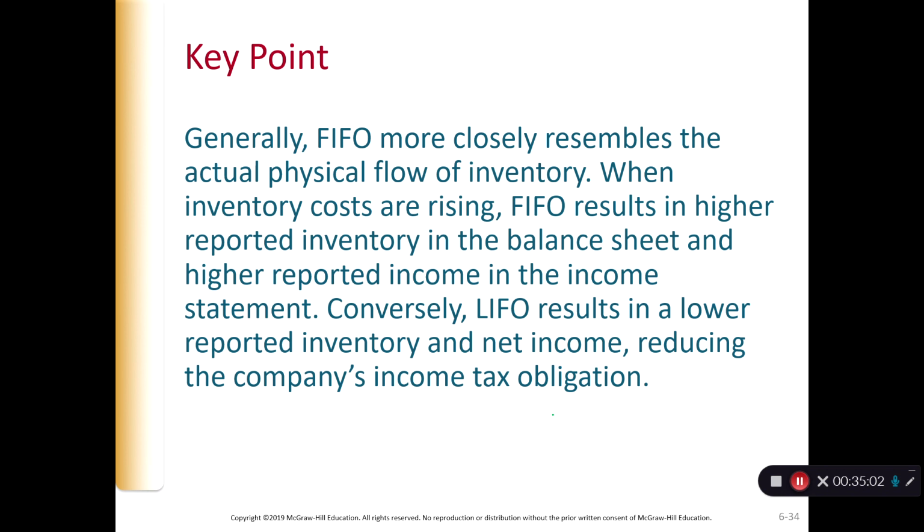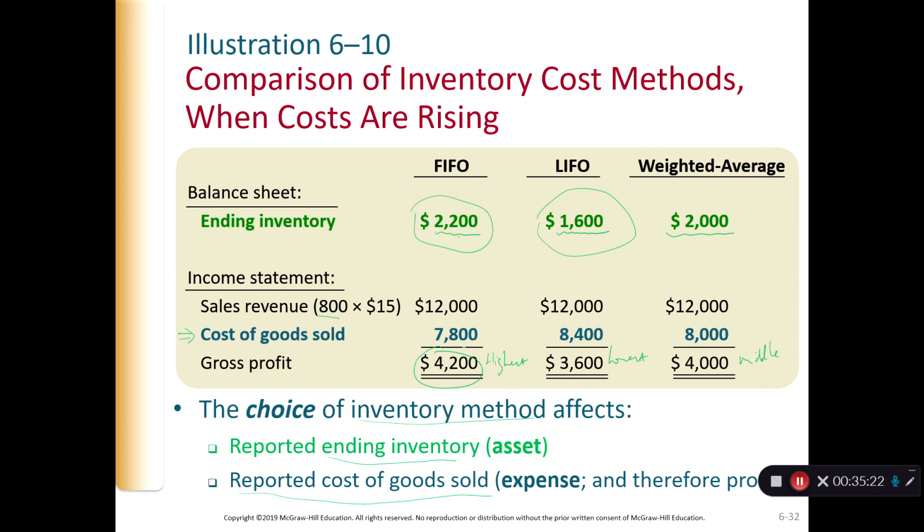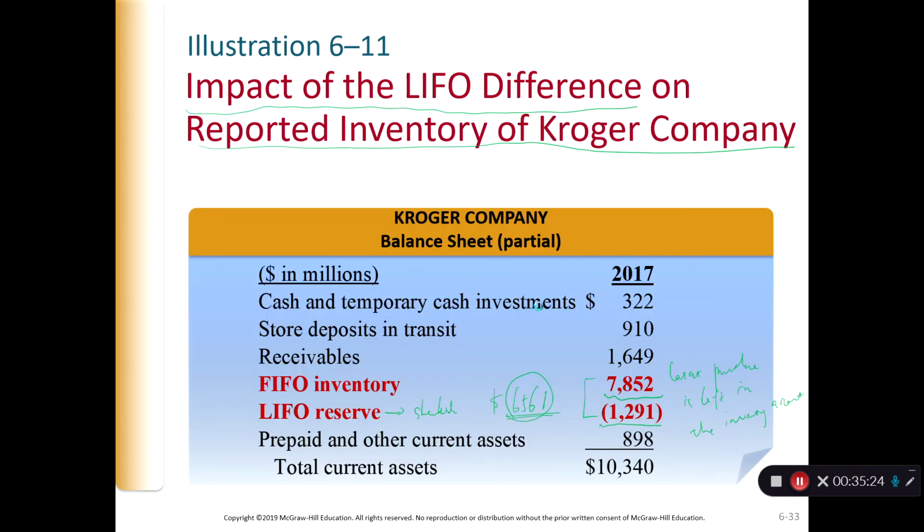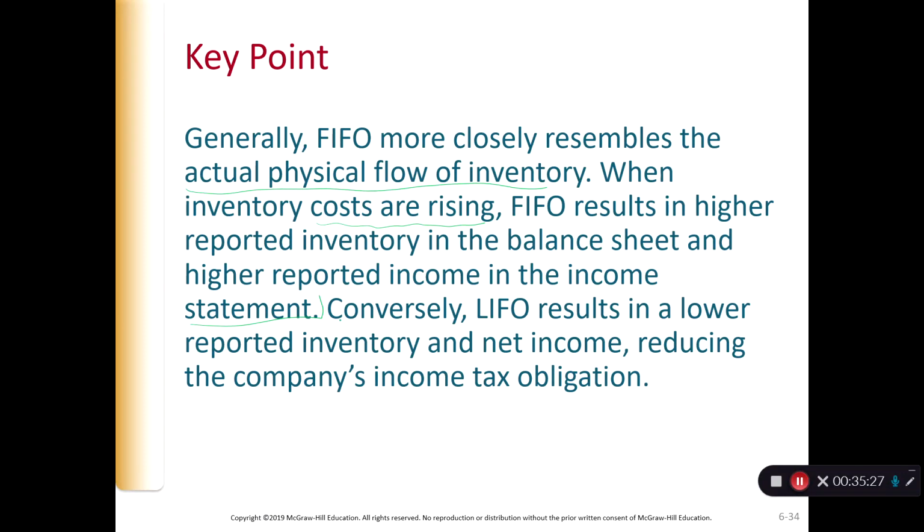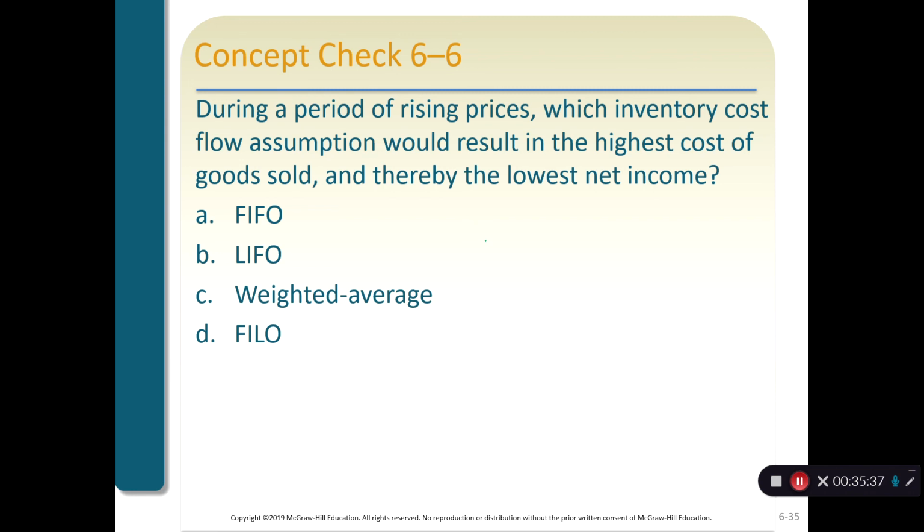Okay, so generally FIFO more closely resembles the actual physical flow of the inventory. When inventory costs are rising, FIFO results in a higher reported inventory on the balance sheet and a higher reported income on the income statement, as we see here, right? Higher, higher, higher, lower, lower, okay? Conversely, LIFO results in a lower reported inventory and net income, reducing the company's income tax obligation. Okay, let's do a concept check.